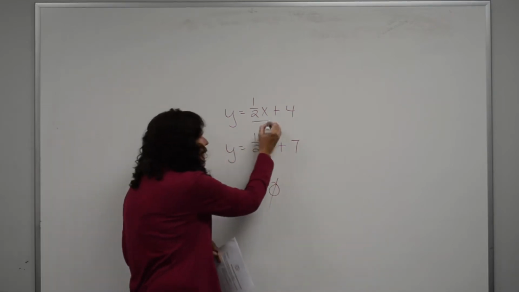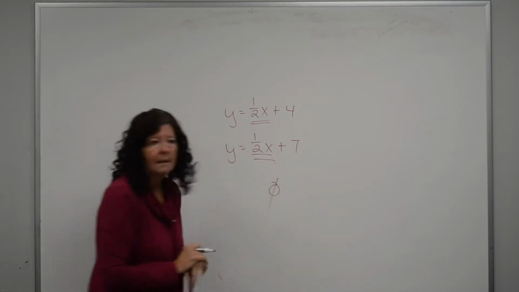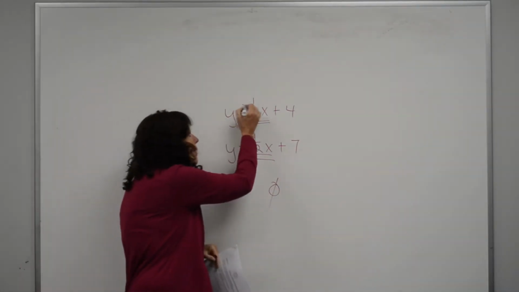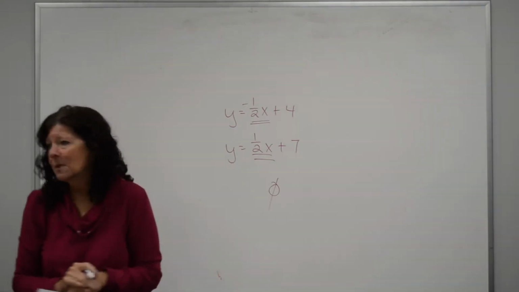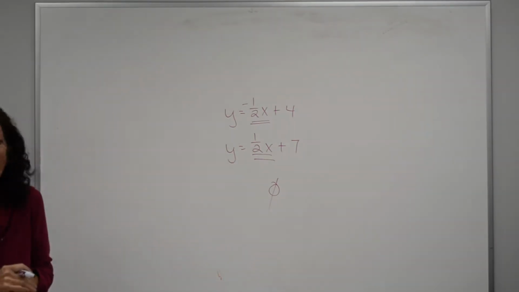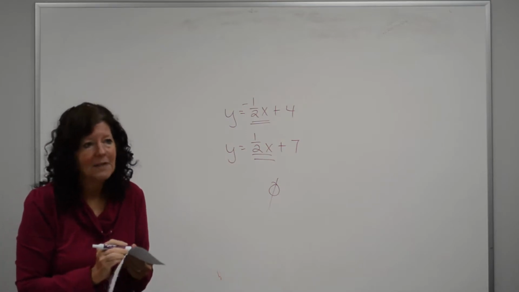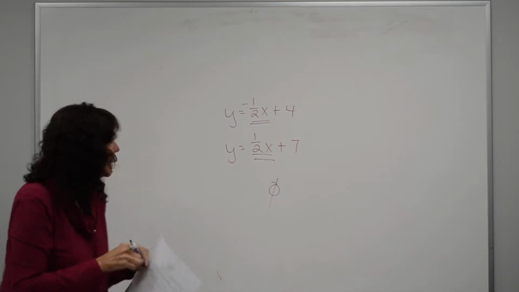Now, the way you got that is like that. Okay, you know that those are the same. If one of them is negative and one of those is positive, then they are not parallel. Okay, the slopes have to absolutely completely match up.